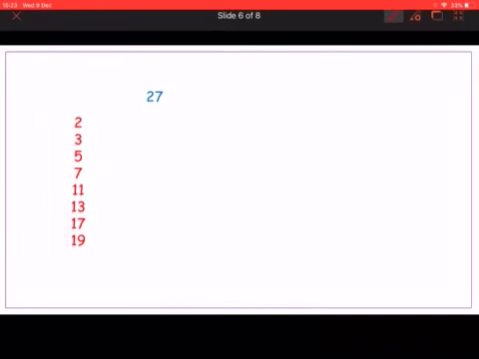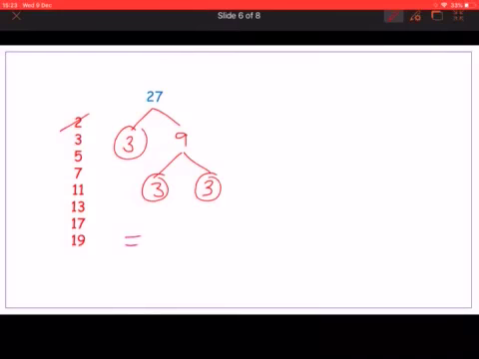Let's try another one. So 27, let's start with the first prime number. Does 2 go into 27? No. So let's try the next prime number. Does 3 go into 27? Yes. How many times? 9 times. The 3's prime, let's circle that. 2's crossed off my list now, so I'm still going to try 3 again. Does 3 go into 9? Yes. 3 times. Let's circle, everything there is prime. So my answer is 3 times 3 times 3. But an even better answer would be 3 cubed, or 3 to the power of 3.